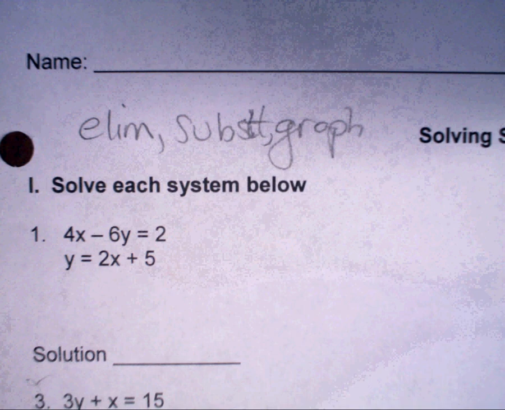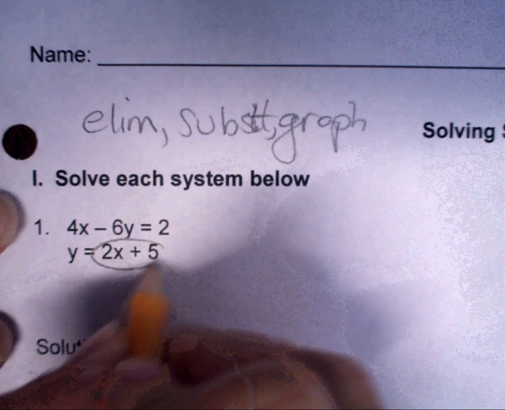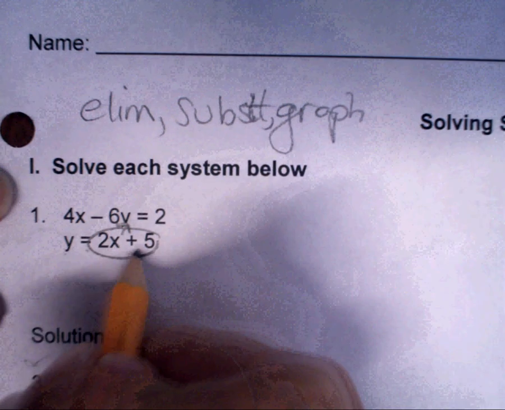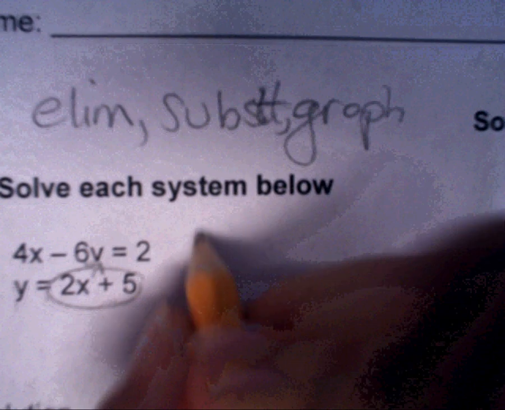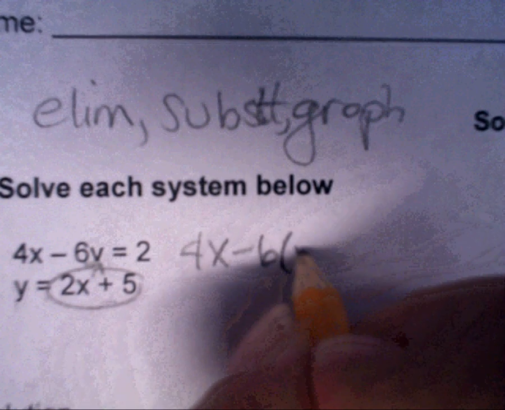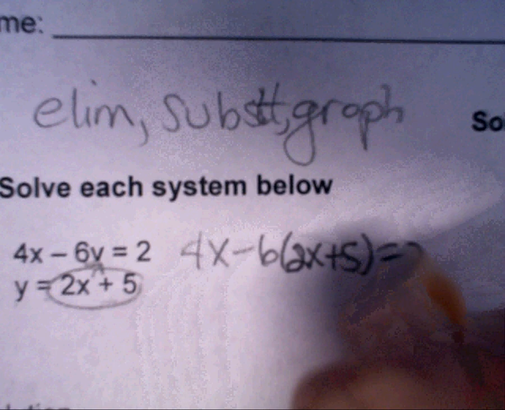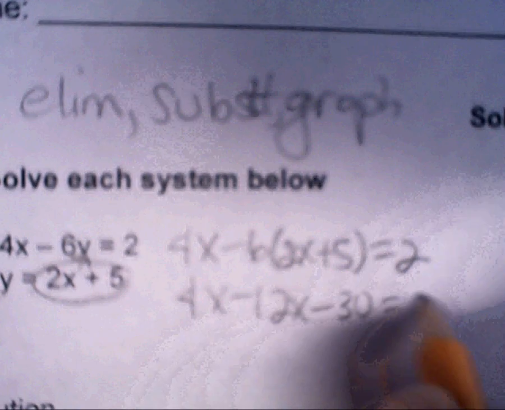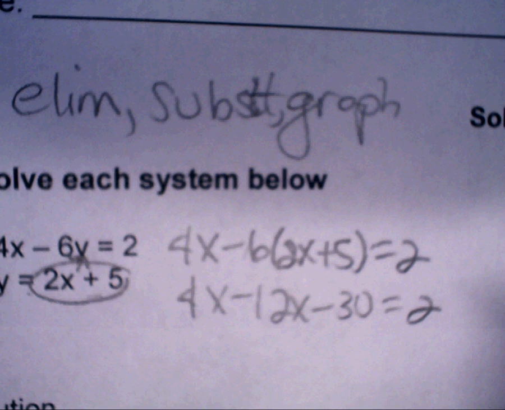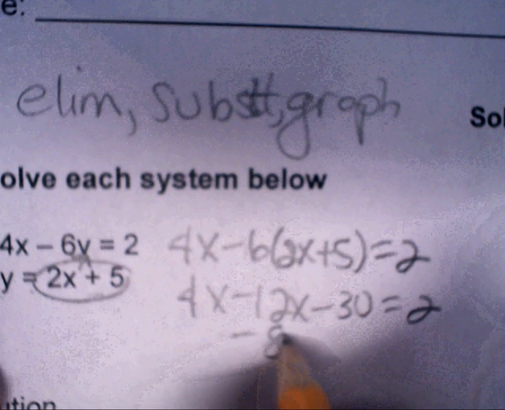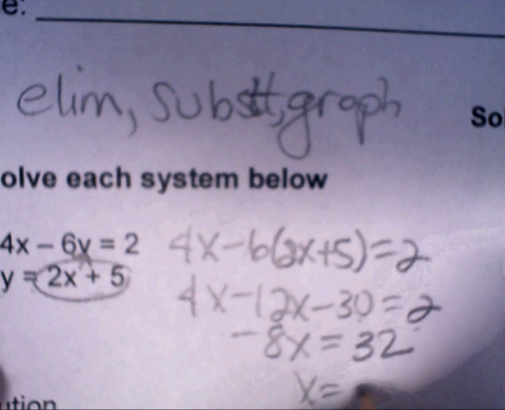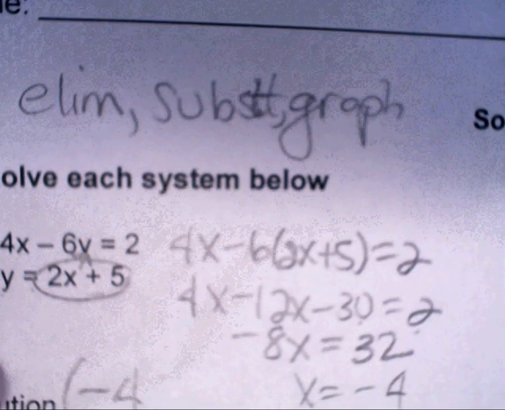So for example, number one is ready for substitution, meaning this is ready to be substituted for y, because y is all this. So I'm going to substitute that whole expression for y with parentheses. Then I'll do 4x minus 12x minus 30 equals 2. Negative 8x equals 32 by adding 30. X equals negative 4. So that's half my solution.